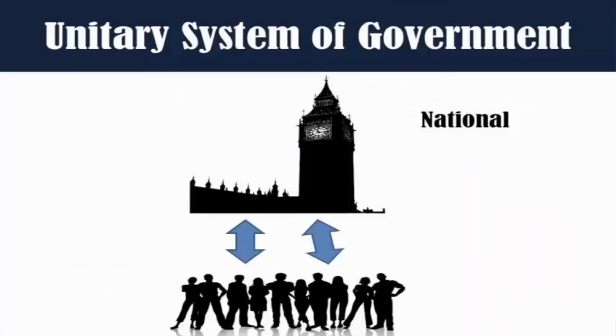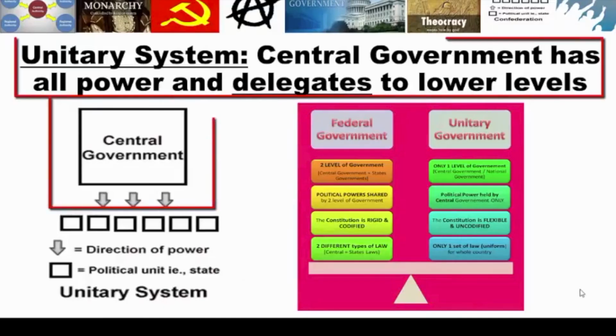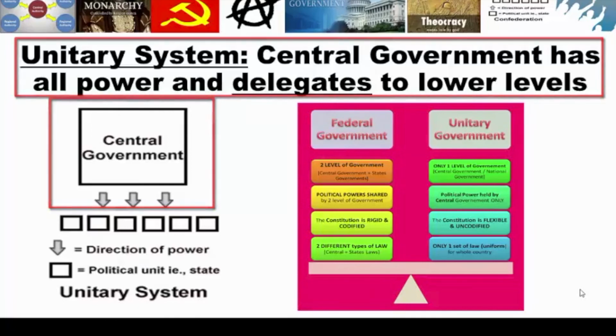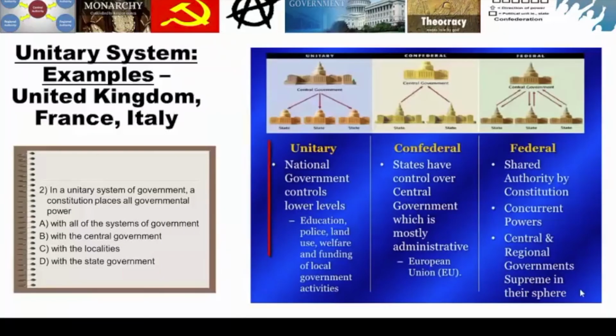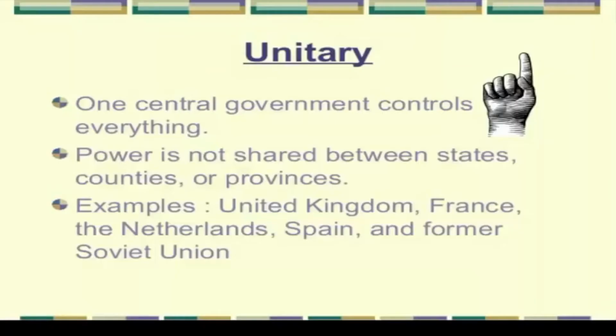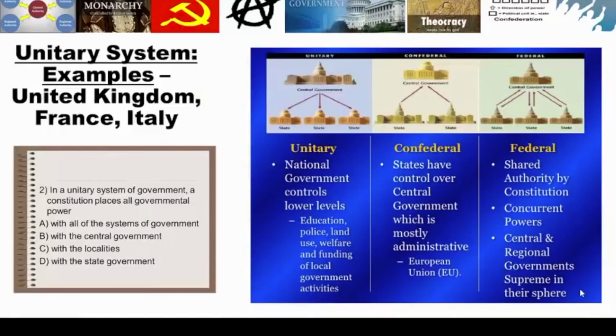A unitary system works well for smaller countries, which don't need to divide into regions. In this system, the national or central government has all of the power, and they direct the local governments like cities or towns on what to do. Here, the national government passes laws and runs education and the police for the entire country, but gives some power to local cities or towns to run the day-to-day operations of these programs. Countries who have unitary systems include Britain, France, and Italy. They have a national government that runs the whole country.